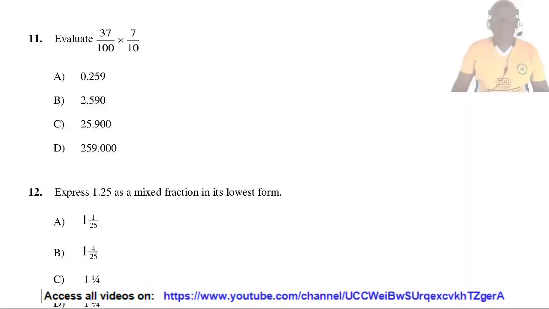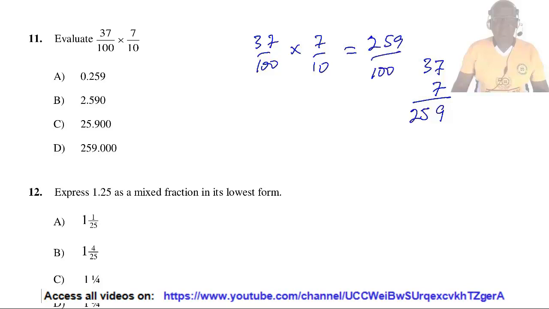Question 11. Evaluate 37 over 100 times 7 over 10. That is 37 over 100 times 7 over 10 equals to, we shall multiply 37 by 7. 7 times 7, 49, carry 4. 7 times 3, 21 plus 4, so 25. So 259 divided by 1,000, which equals 0.259. So the answer is A.